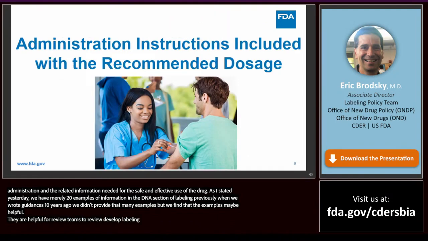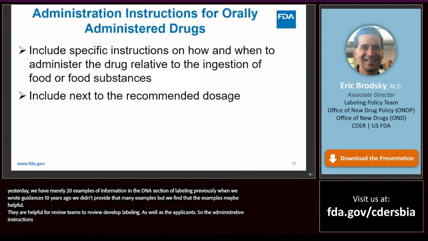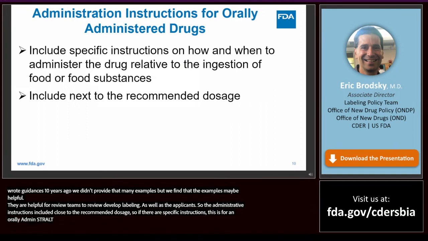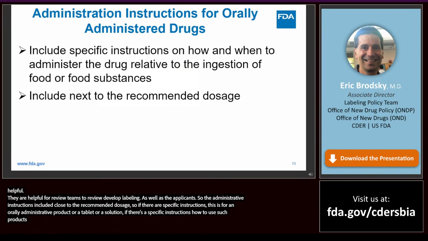So administration instructions are included close to the recommended dosage. If there are specific instructions for an orally administered product, like a tablet, capsule, or oral solution, about how to use such products relative to the ingestion of food or food substances, it should be in the DNA section of labeling. Generally, we recommend it next to the recommended dosage.